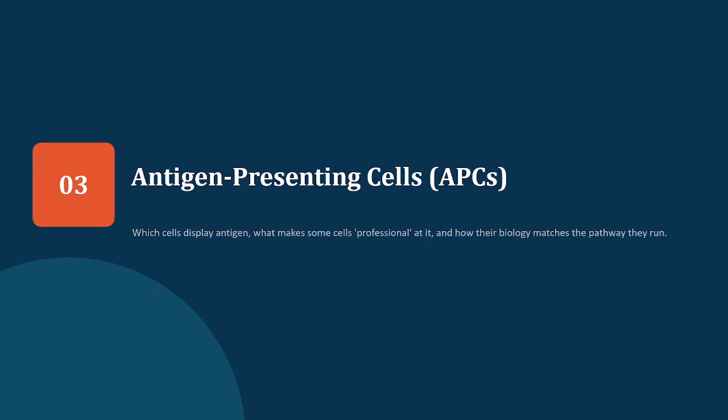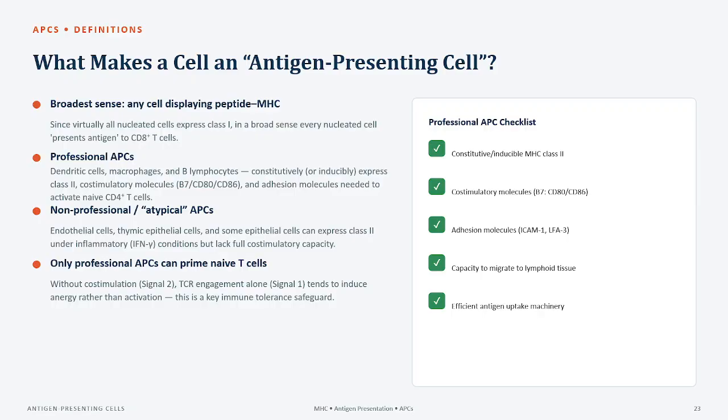Let's go into the next part, which is the antigen presenting cells, or the APCs. So, what makes a cell an antigen presenting cell? Since virtually all nucleated cells express class 1, in a broad sense, every nucleated cell presents antigen to the CD8 plus T cells. But professional APCs are the dendritic cells, macrophages, and the B lymphocytes.